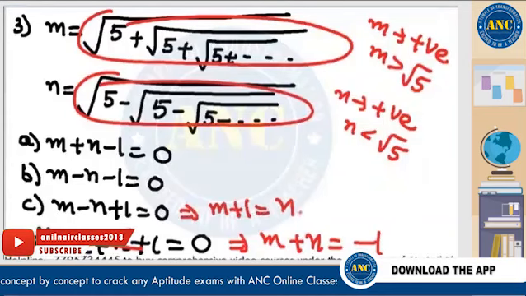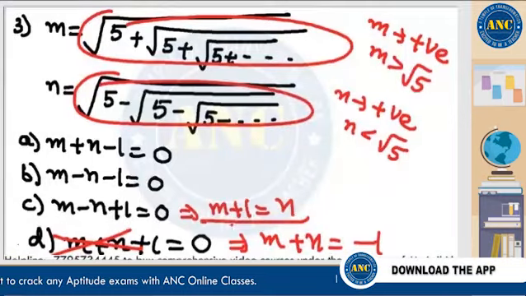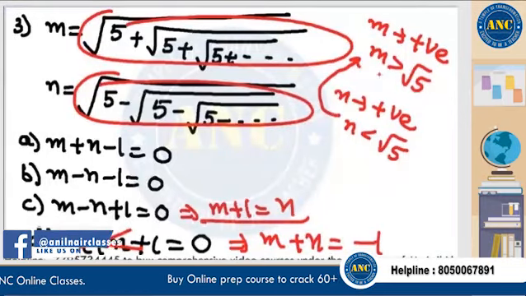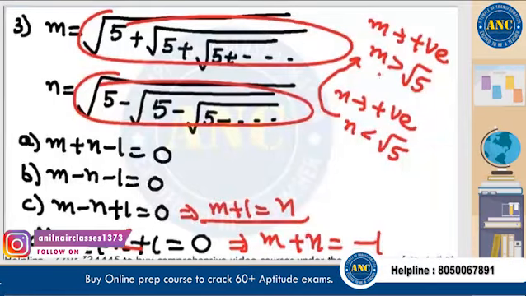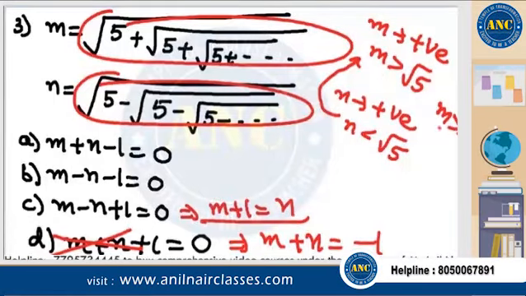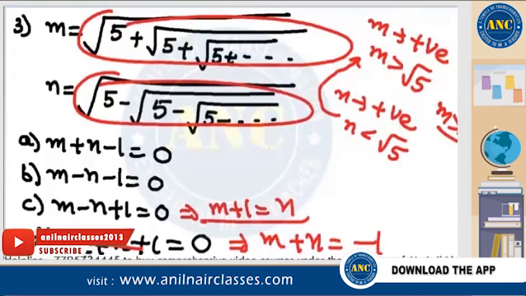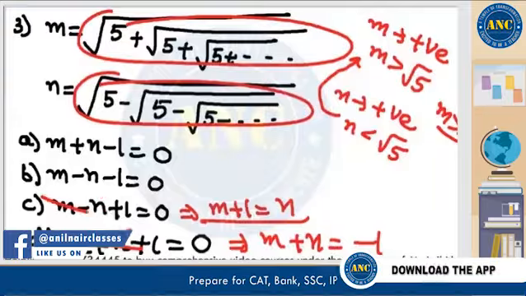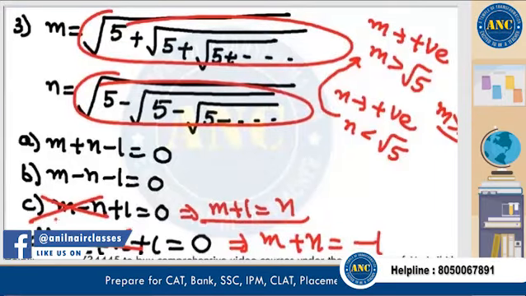M plus 1 equivalent to n. The equation says n is less than root 5, m is greater than root 5. That means m is greater than n. If m is greater than n, how can n be m plus 1? This is out.